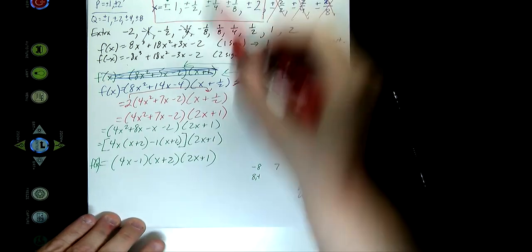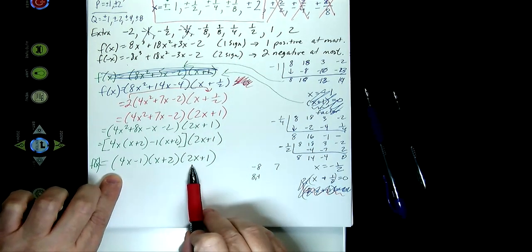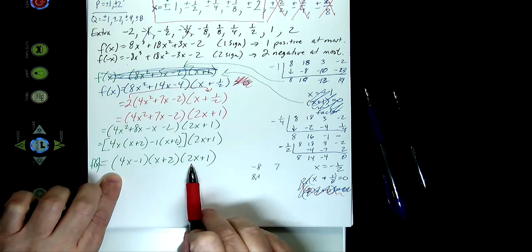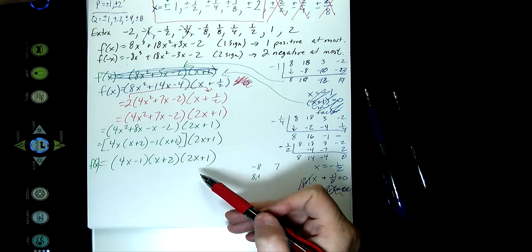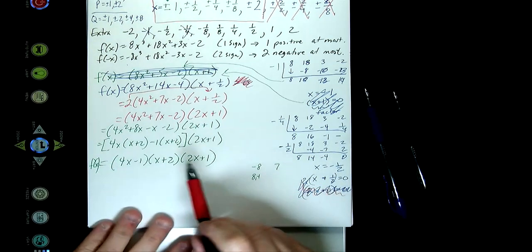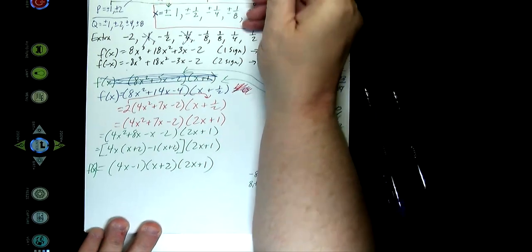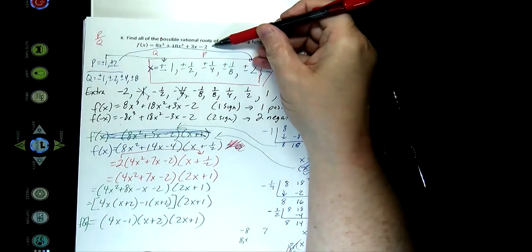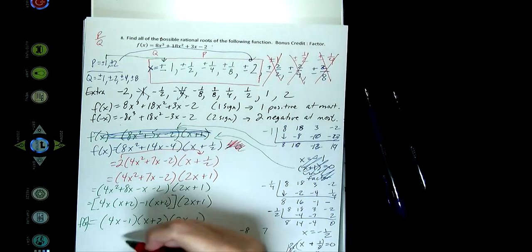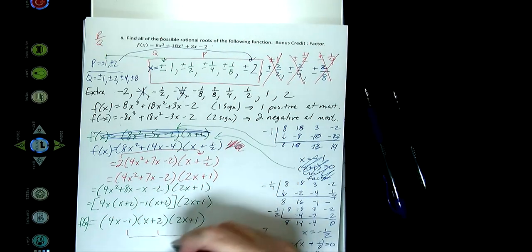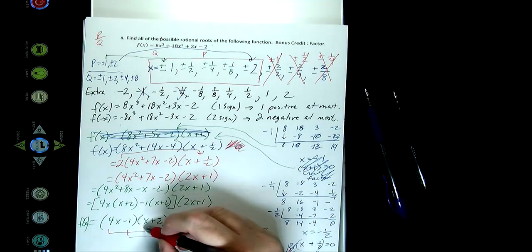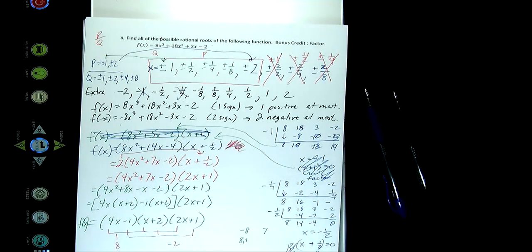The way you check is just multiply all the coefficients of the x. I've got 4 times 1 times 2 is 8. So the 8 is good. If I multiply all the constants together, -1 times 2 times 1 is -2. So multiplying these together gives me the -2, and multiplying these together gives me the 8 that's in front. So I'm thinking that's going to be correct.